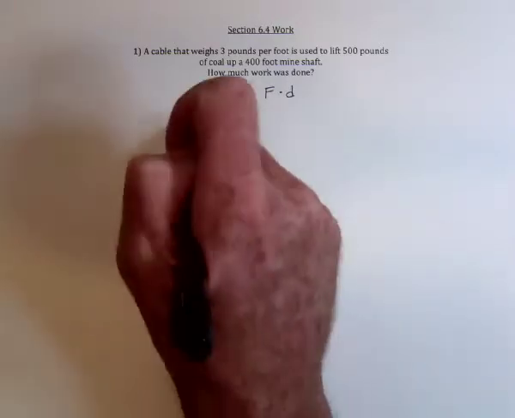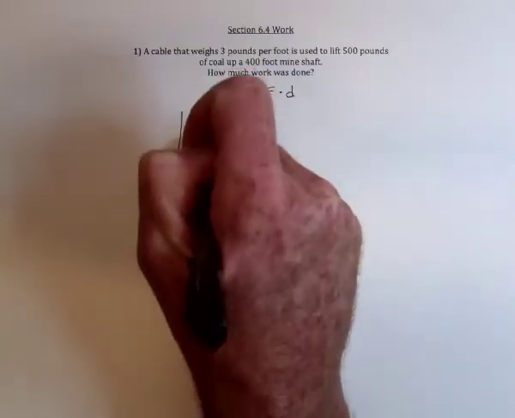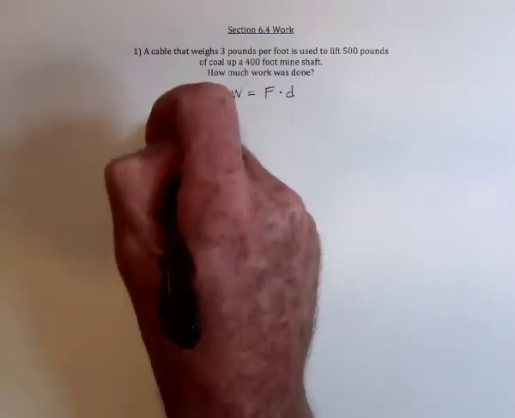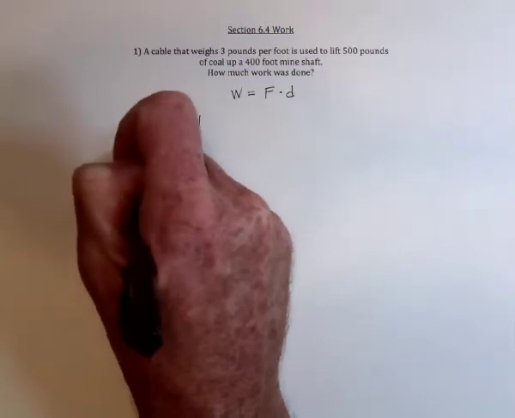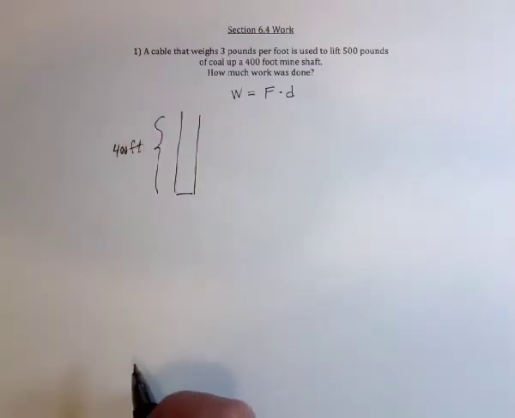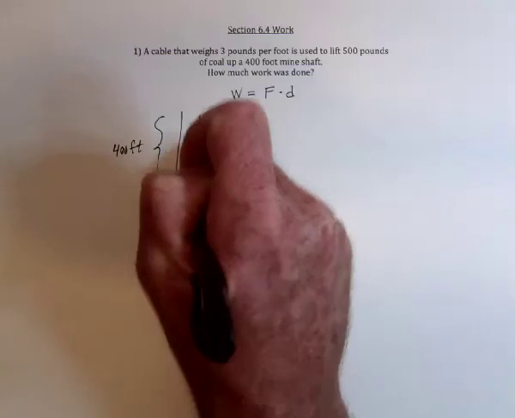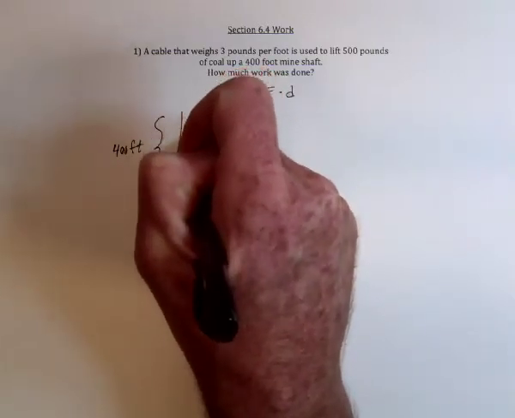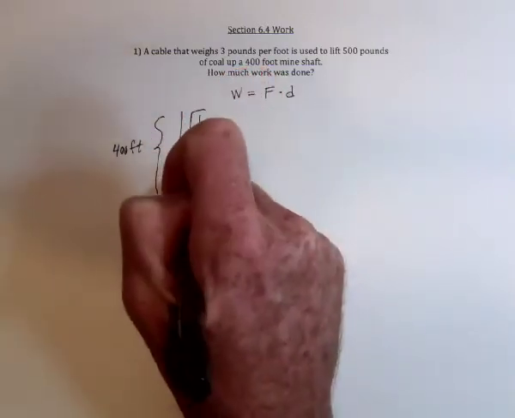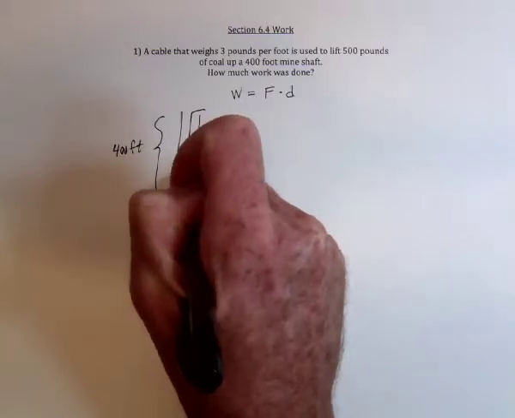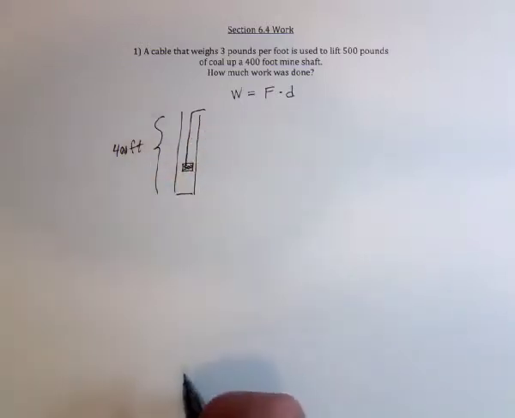And with this we've got a mine shaft that is 400 feet and an object that is 500 pounds. So let's say that we're bringing it up using this cable, and here's the 500-pound object. Well, the cable also is heavy, 3 pounds per foot.